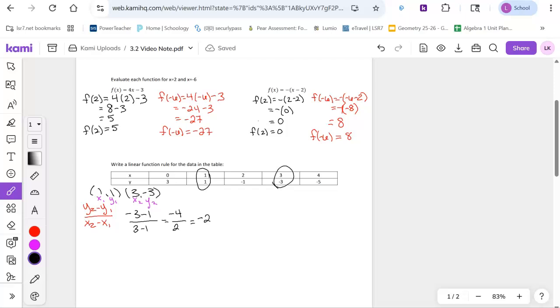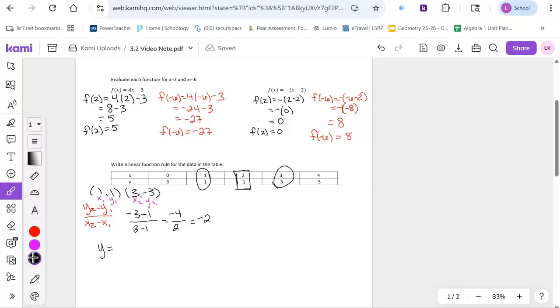That's my slope. Now, because I have my y-intercept in the table at 0, 3, I could just write my function using that. But we're going to pretend like we're not given that, and we're going to use something else so we can practice it. So I'm going to use the point 2, negative 1.